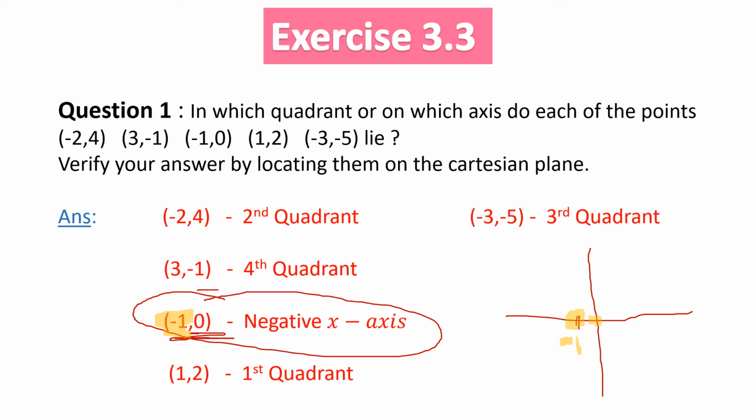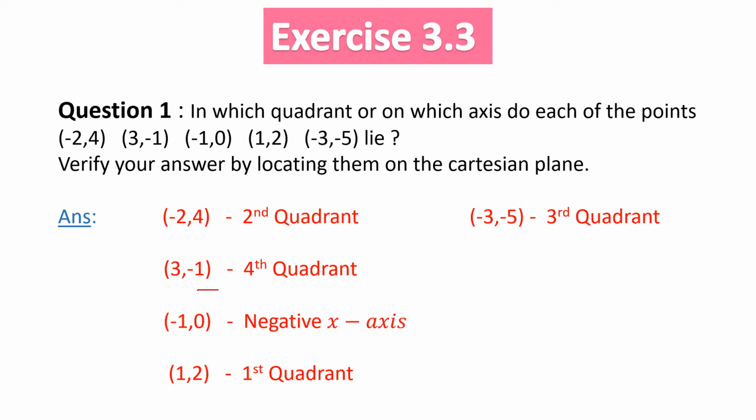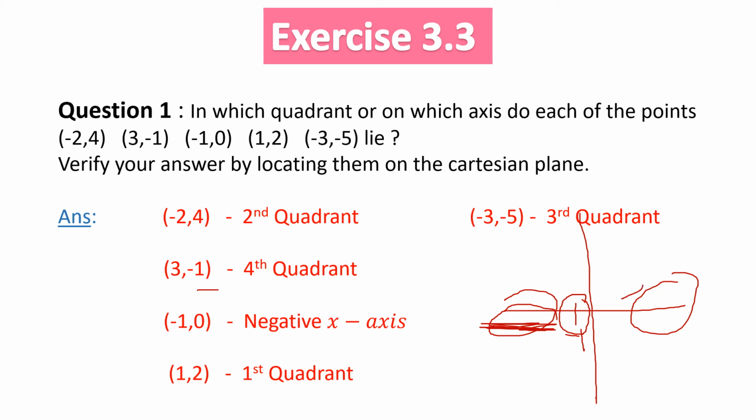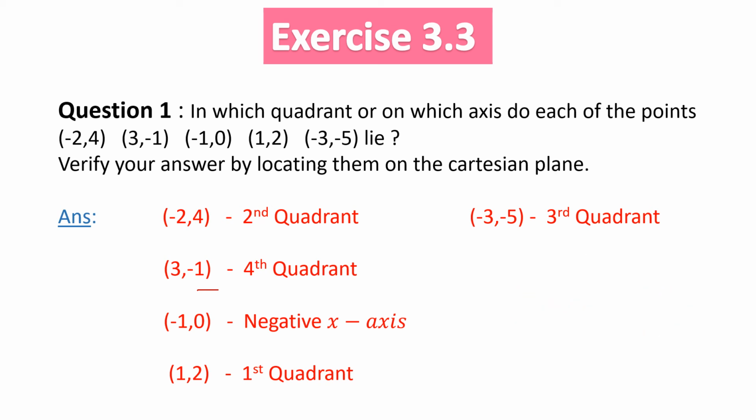So where is the point? This is the point, right? So where does that point lie? The point lies on the negative x-axis. This is -1. So you can see that it lies on the negative x-axis. This is the positive x-axis because all the values are positive here, and this is the negative x-axis, so all the values are negative here. That's why the answer is negative x-axis. Next one.